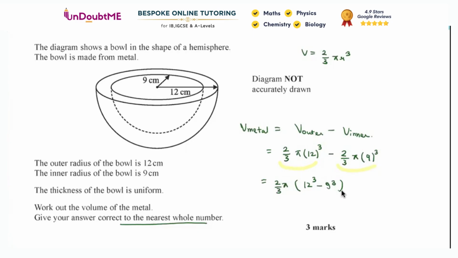So 2 by 3 times pi times 12 cube minus 9 cube. On calculating, this comes out to be 2092.3 centimeter cube. They're saying to the nearest whole number. So the nearest whole number will be 2092 centimeter cube. That's it.